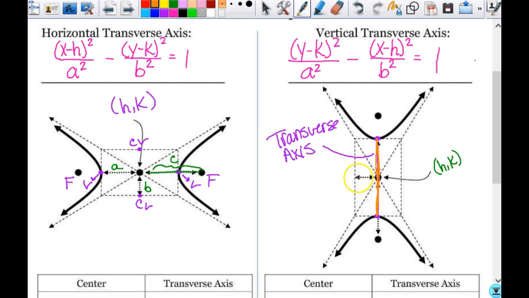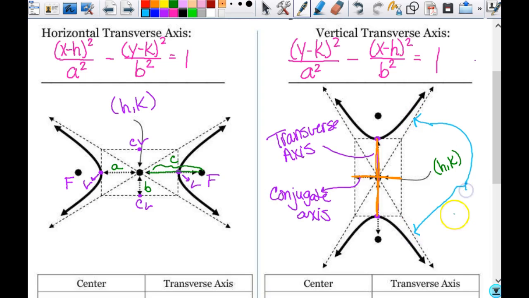And then this one right here, going from the two co-vertices, that is the conjugate axis. And then these two lines that we use that we haven't had on the other ones, what are these things called? The asymptotes.